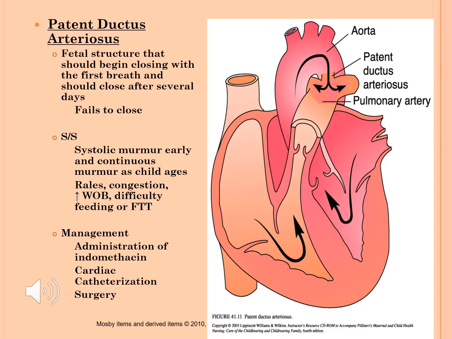Okay, the first structure we're going to talk about is patent ductus arteriosus, often referred to as a PDA. It is an acyanotic defect, so remember that means left to right shunting of blood, and it falls under the defects that increase pulmonary blood flow. Patent ductus arteriosus is when that fetal shunt fails to close within a few hours or by a few days. Usually you should have permanent closure within several days after birth.